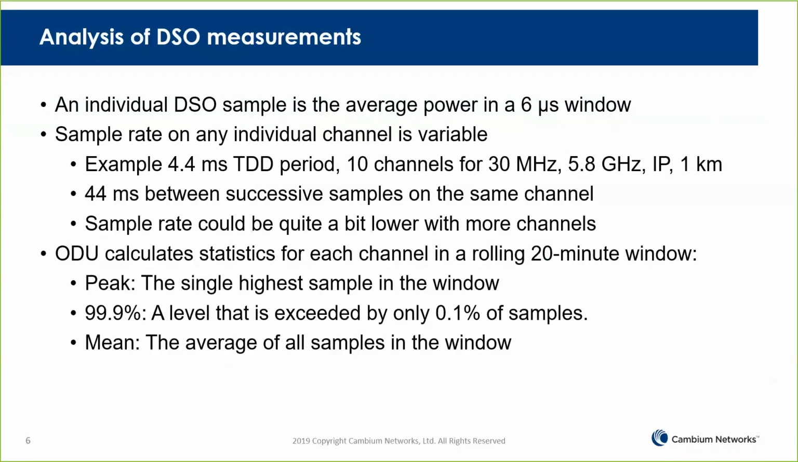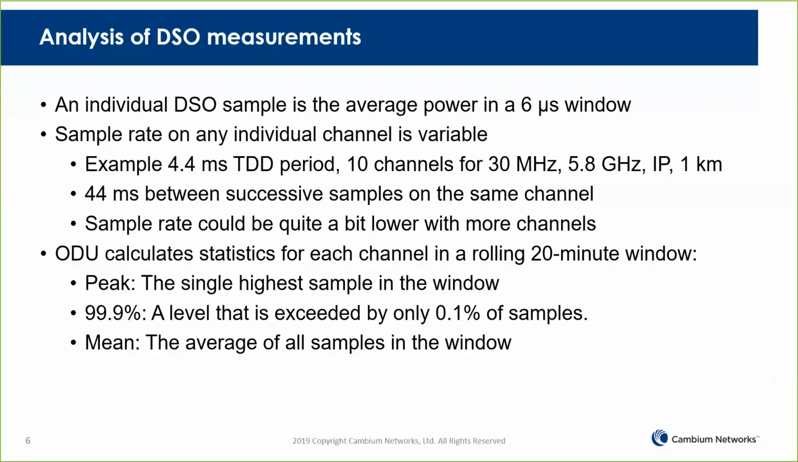So the ODU has a continual input of samples, like, say, every 4.4 milliseconds in my example here, and we have to try and process those to learn something useful from it. And what we do is we collect the statistics in a rolling 20-minute window. So we collect the samples for 20 minutes, and then when we've got 20 minutes of data, it's a 1 in, 1 out. For every new sample we add, a 20-minute old sample is discarded.